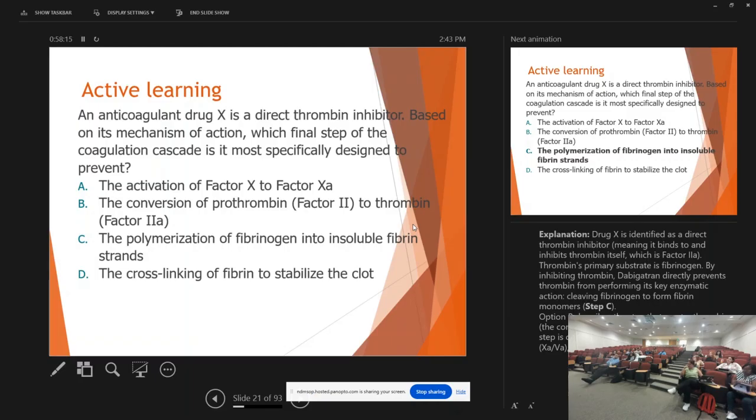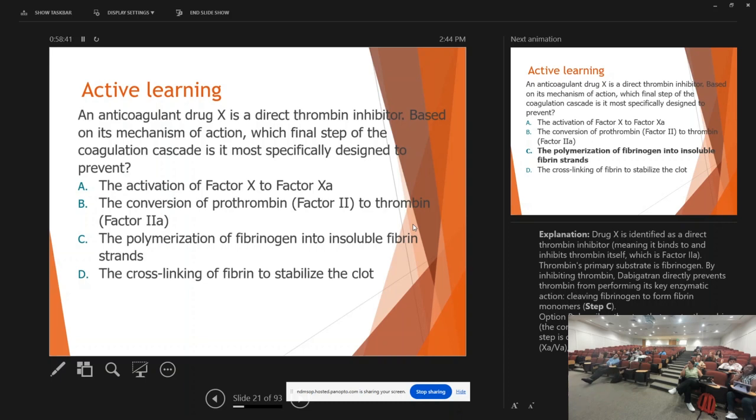Should we think about this coagulation, like clot formation, as polymerizing, but it hasn't been stabilized yet? So after polymerization, the next step would be cross-linking. Cross-linking is the next step.